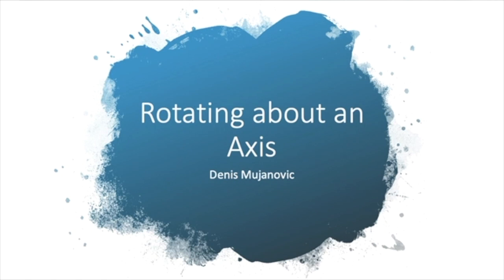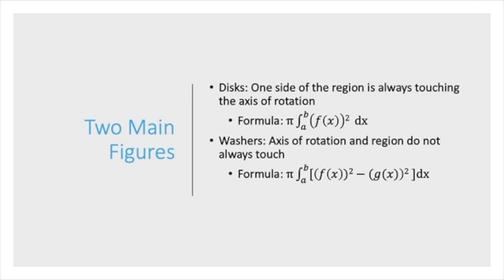Volumes of rotation are when you have an area under the curve or an area between two curves, and you are rotating it about an axis. When this happens, it will create a figure, and then you are required to find the volume of that figure. So, with volumes of rotation, there are two main figures. There are disks and there are washers. These are what you will most likely be tested on.